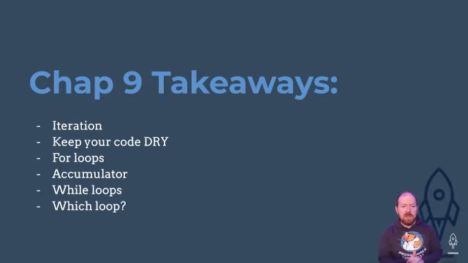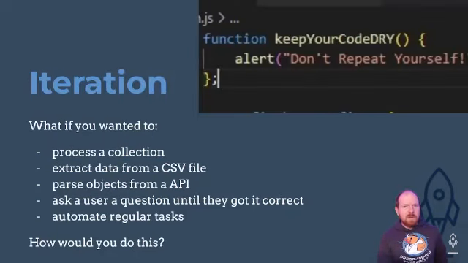iteration again is a key word. I think in there they talked about keeping your code DRY, which is don't repeat yourself. So if you're going to do something over and over again, you might as well put it in a loop rather than coding that several times. We're talking about for loops, accumulators. So if you're trying to accumulate some things, you write that in a loop and you can actually accumulate. While loops, and then which loop should you use? So iteration, again, it's the DRY method, don't repeat yourself.